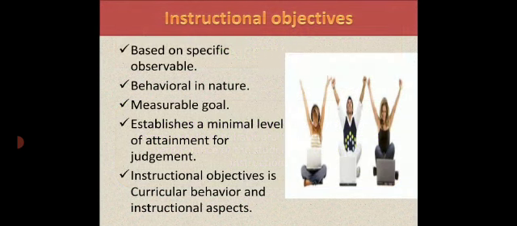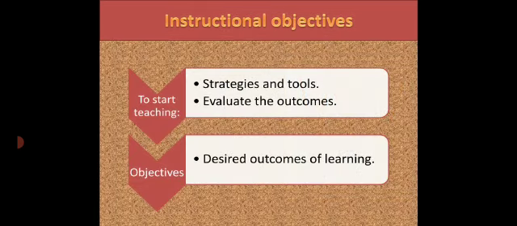Next, an instructional objective is based on something specific and observable, and it is behavioral in nature. It is also a measurable goal. It establishes the minimal level of attainment for judgment. Instructional objectives state both the behavior intended to be developed, the curricular aspect, and what actual behavior is developed and tested, the evaluation aspect. And then next we see about instructional objectives.